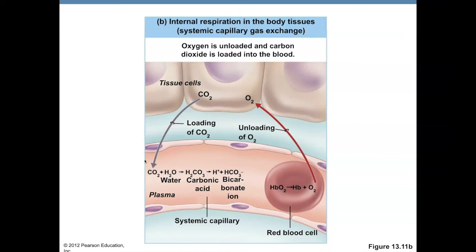So again, a few different steps, but what I really want you to take away from internal respiration is the simple fact that we're dealing with oxygen going into our tissue cells, and those tissue cells giving off their carbon dioxide so it can go back to the lungs to get rid of that CO2. That's where the CO2 in our body comes from, all of our cells doing cell respiration.